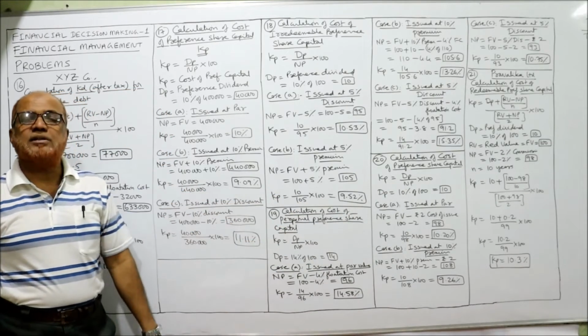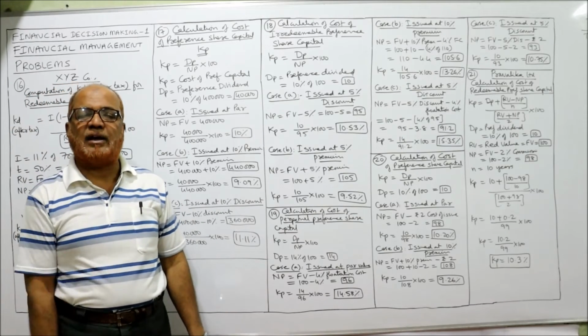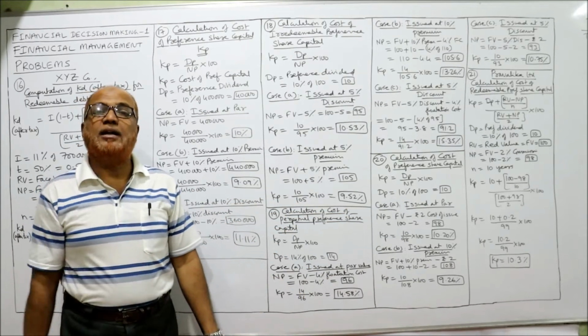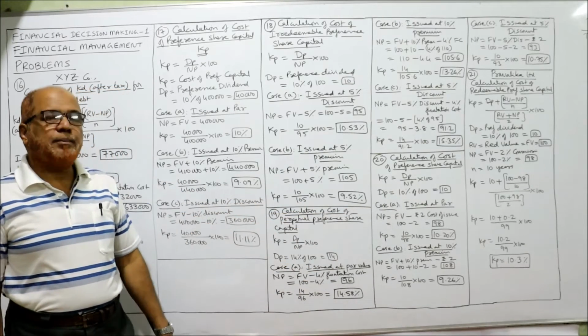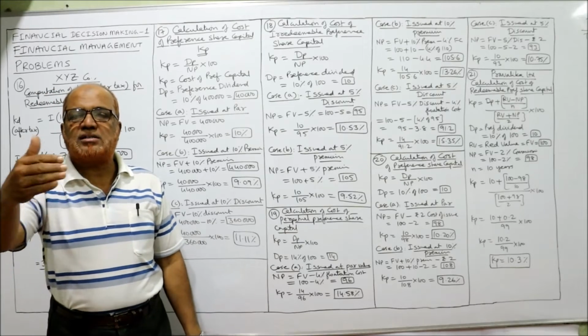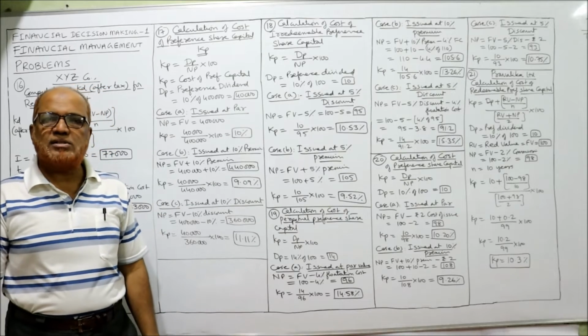DP is equal to 10% of 100 rupees. Always dividend will be calculated on face value. Face value 100 rupees, so 10 rupees is the DP. Now, issued at par value. Case 1, case A: the preference shares are issued at face value, par value. So par value is 100 rupees.